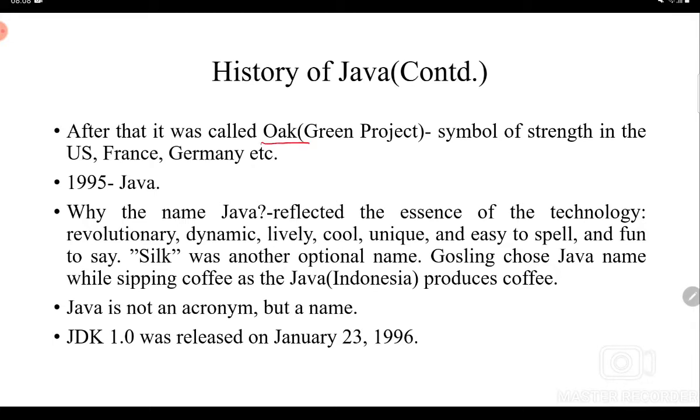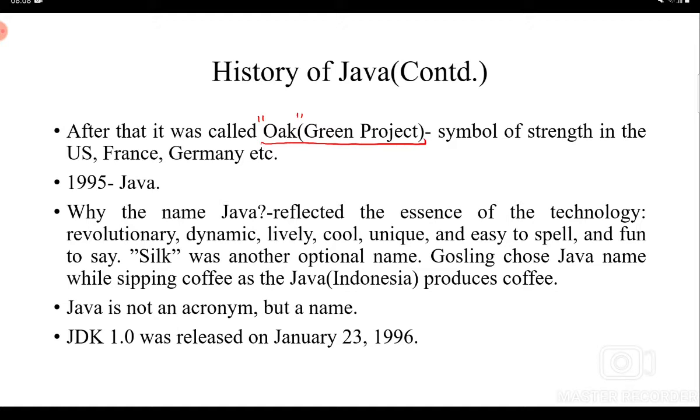Okay, so after this Green Talk was developed, it was called Oak. Okay, the Green Project, these three people named it as Green Project, and this green project was named as Oak. Now, why they named it Oak was because it is a symbol of strength in US, France, Germany, etc. So these countries, they considered Oak as a symbol of strength, and hence, since Java was a very, very strong language at that point of time, they called it Oak. However, they renamed this Oak into Java in 1995.